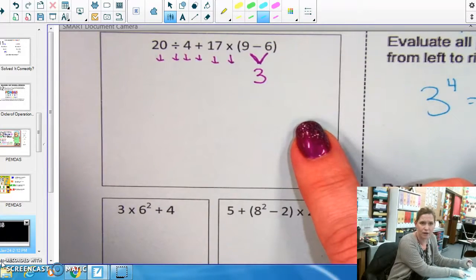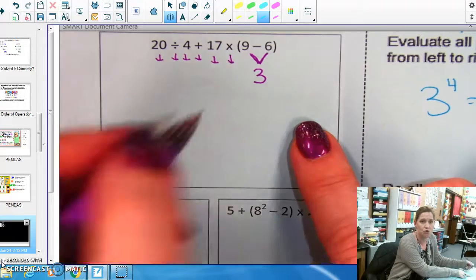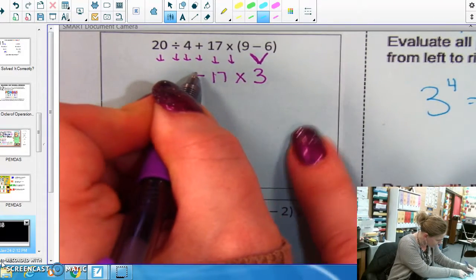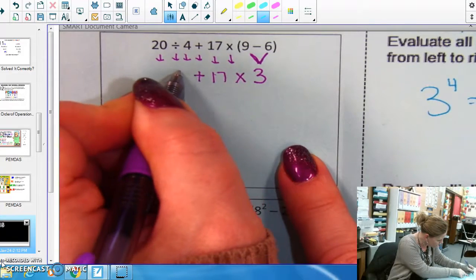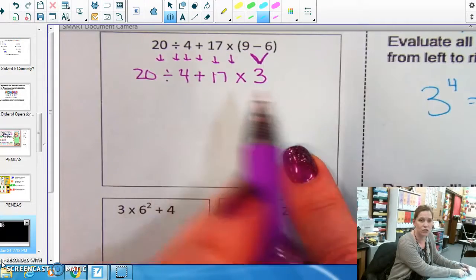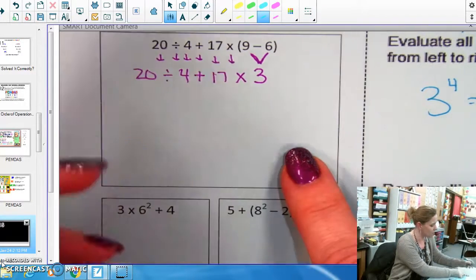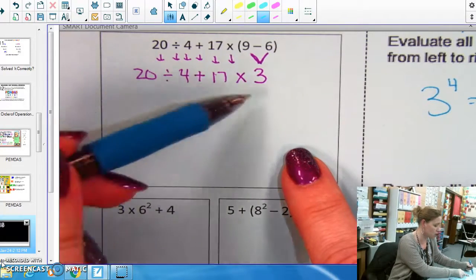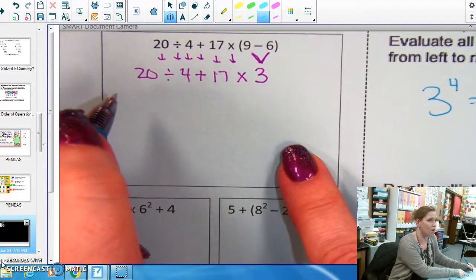Now, do you have to do the little arrows? No, I'm doing the arrows to show you that everything must stay in this order. I cannot mess up what's going on in the order of this problem. So nothing changes. So then my next step is to look for parentheses, parentheses are done, exponents, there are none. So the next step is multiplication and division.